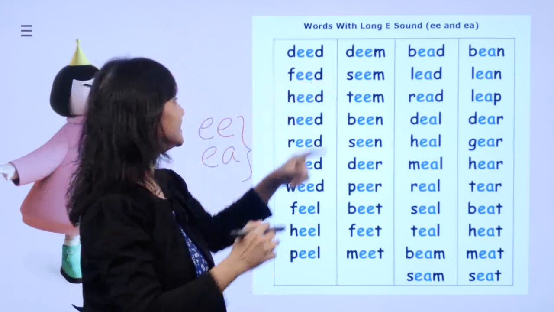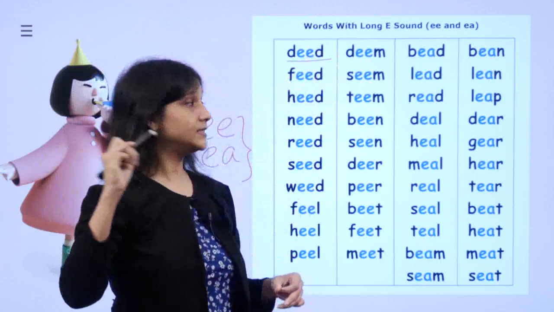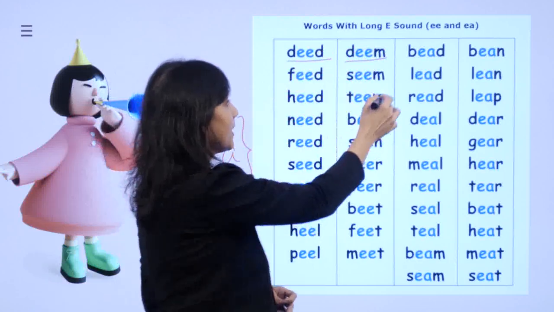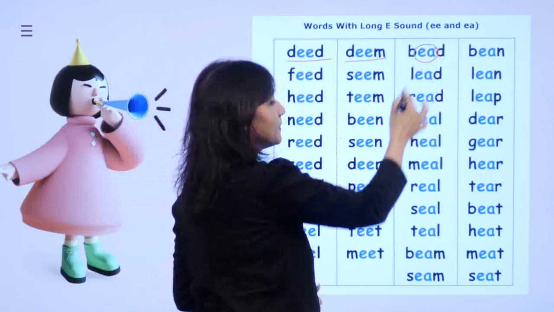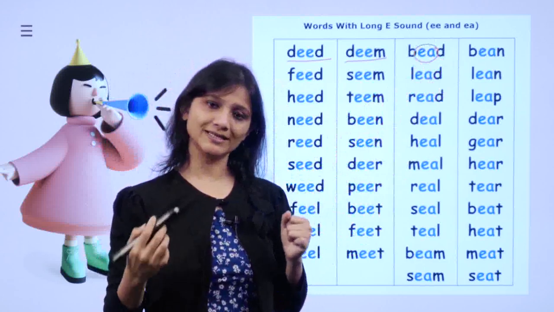So deed, we will read it as deed. D E E D. Deed. Deem. These are all words with meanings, okay? And you see here there is an E A, but we will still pronounce it as E. I mean, the sound will come as E only.